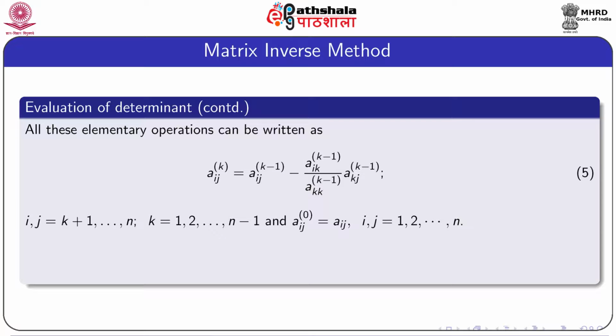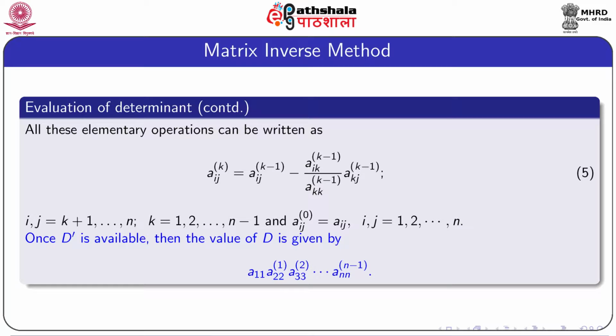All these elementary operations can be written in a compact form as a_ij^(k) = a_ij^(k−1) − a_ik^(k−1) × a_kj^(k−1) / a_kk^(k−1), where a_ik^(k−1) is the value at the (k−1)th iteration. For this formula, the values of i and j are k+1 to n, and the values of k are 1, 2 up to n−1, and a_ij^(0) means the original a_ij for all i and j.